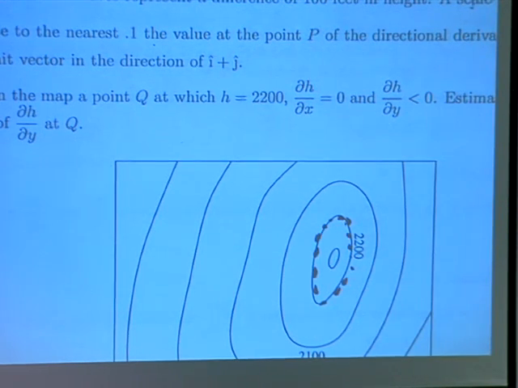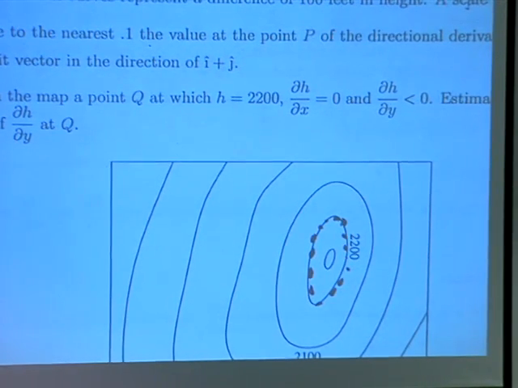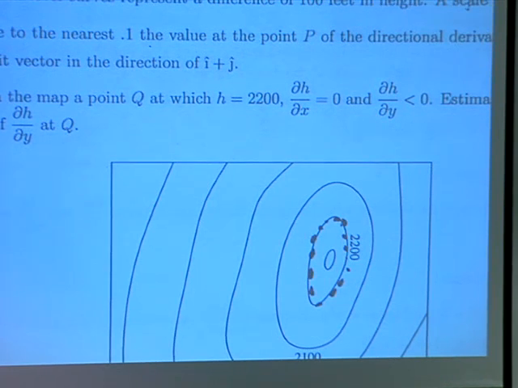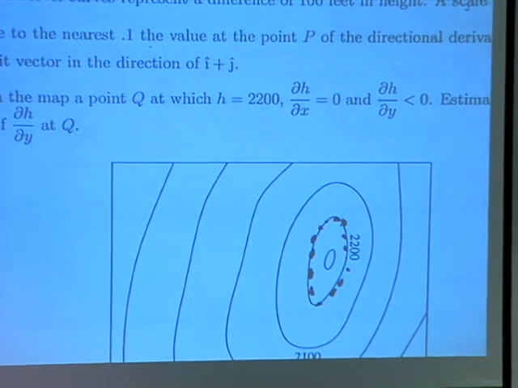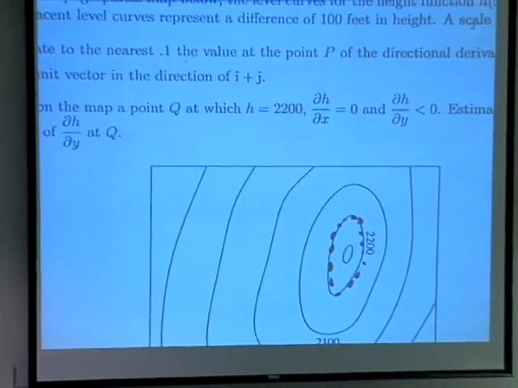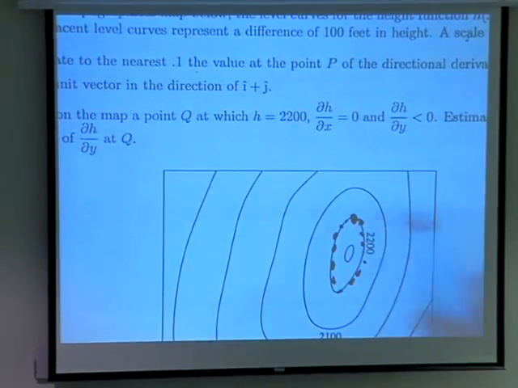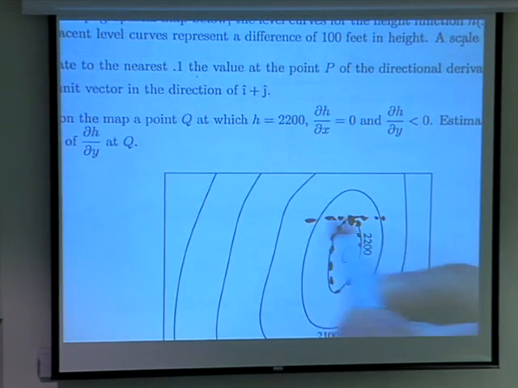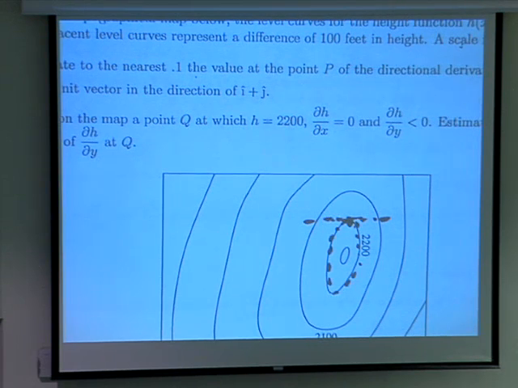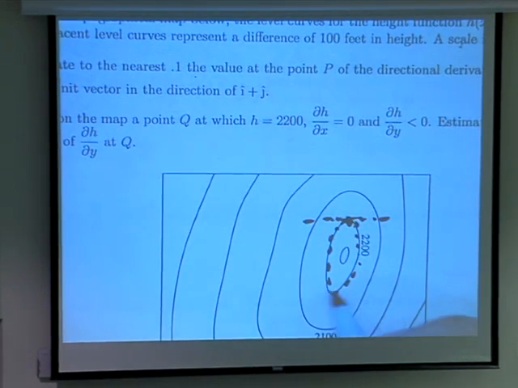Now I want partial h, partial x to be 0. That means if I change x, keeping y constant, the value of h doesn't change. So which points on the level curve satisfy that property? Yeah, it's the top and the bottom. If you're here, for example, and you move in the x direction, you see as you get to there from the left, the height first increases and then decreases. It goes through a maximum at that point. So at that point, the partial derivative with respect to x is 0. And same here.